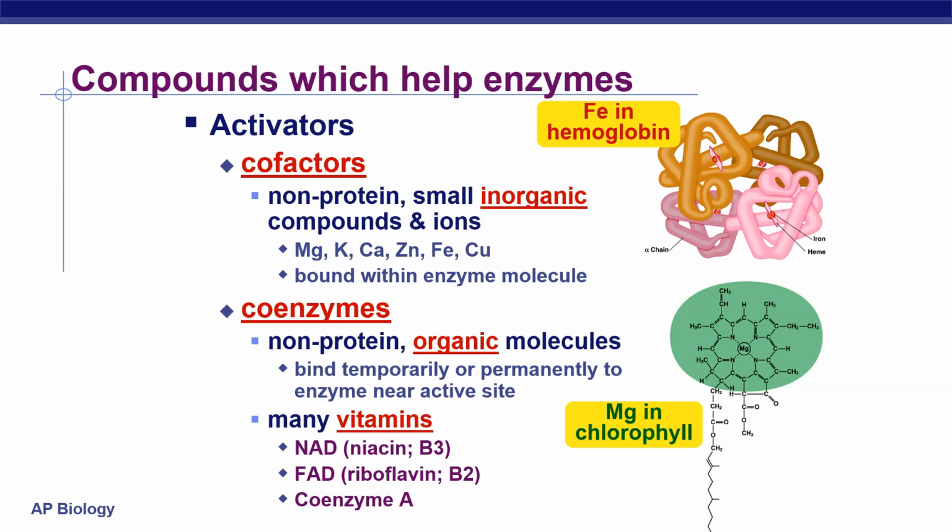And coenzymes, which are non-protein organic molecules that will bind temporarily to the site, things like vitamins. These are what we call our NAD, our electron carriers. We'll talk more about these in the next unit, but these are examples of vitamins that are found as coenzymes. And we'll talk more about those later.